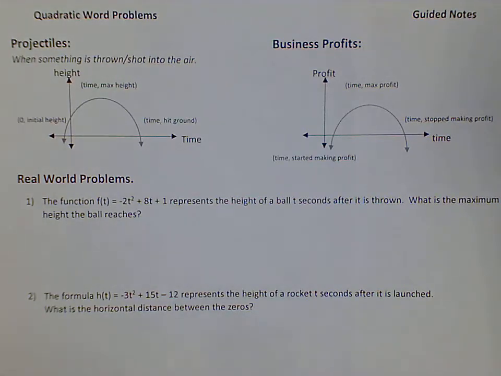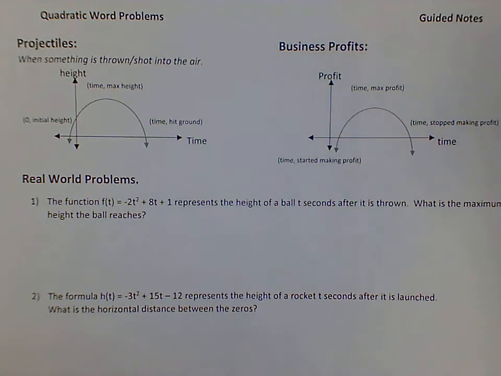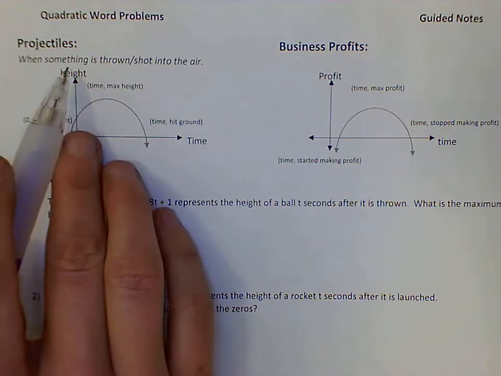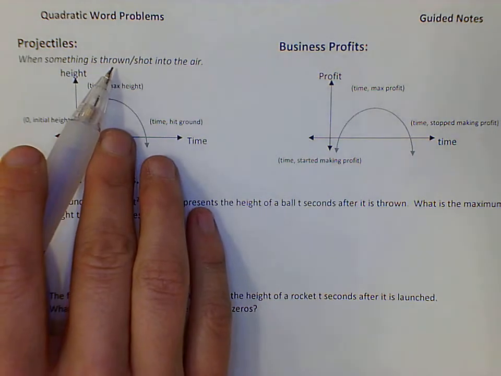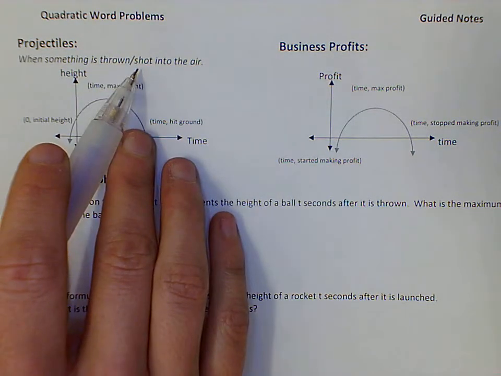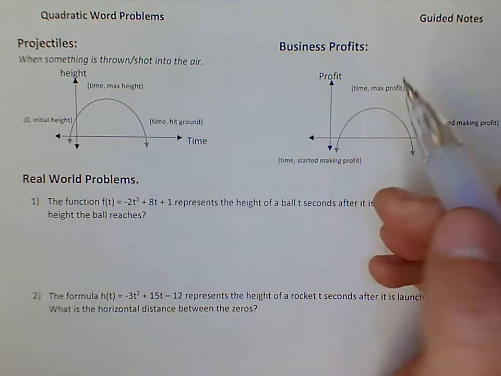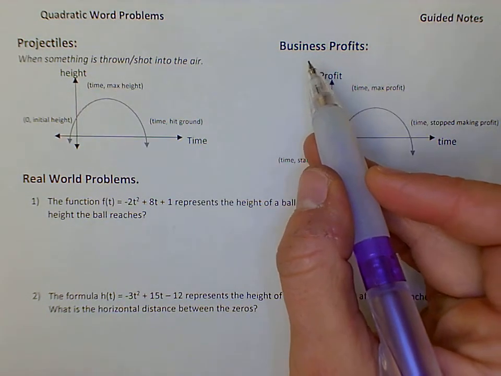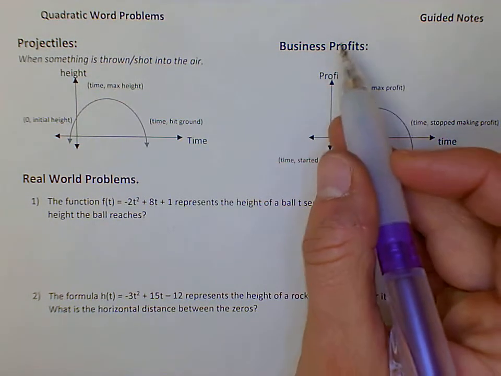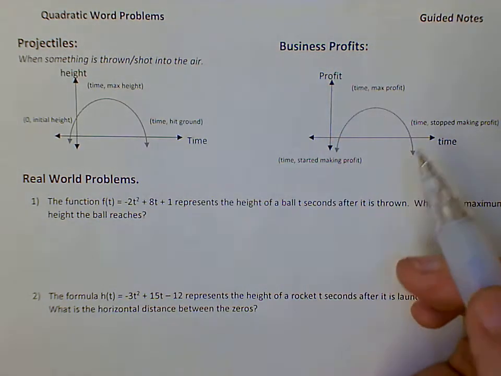Now we're going to start talking about how to actually solve quadratic word problems. There are two main types of problems that you could see. One of them is called projectile type problems, which is where somebody's either throwing something up in the air or something's being shot into the air. And then there are business type problems that might deal with profits that a business is making.